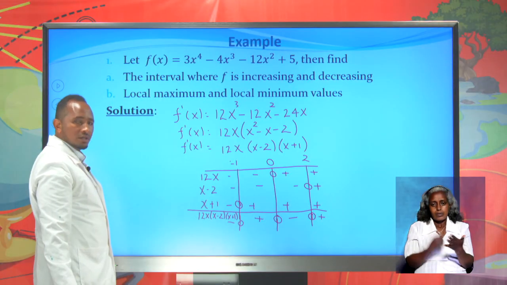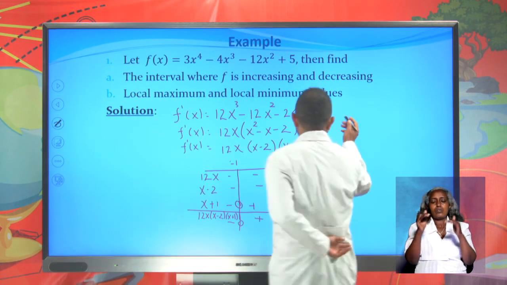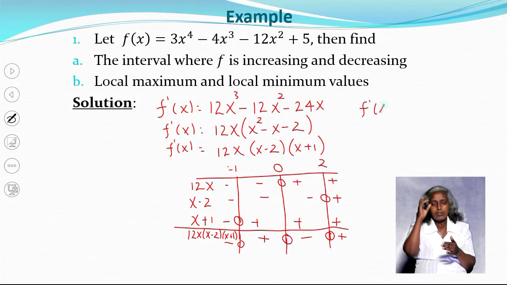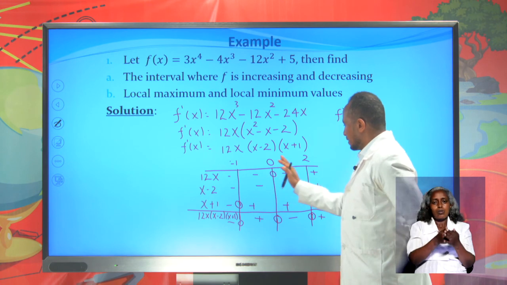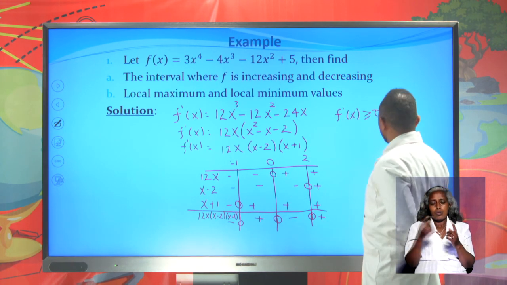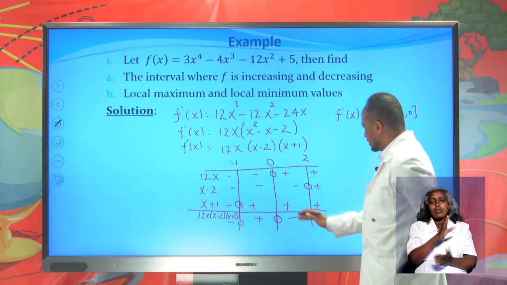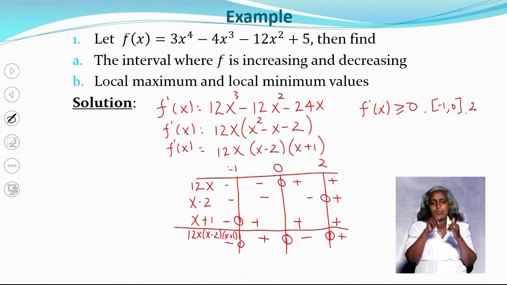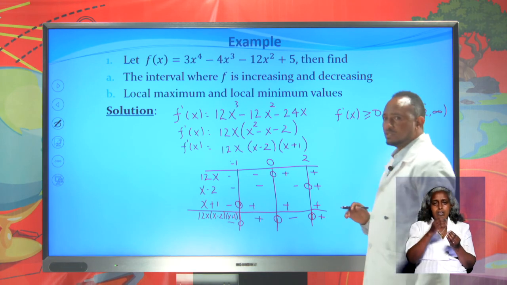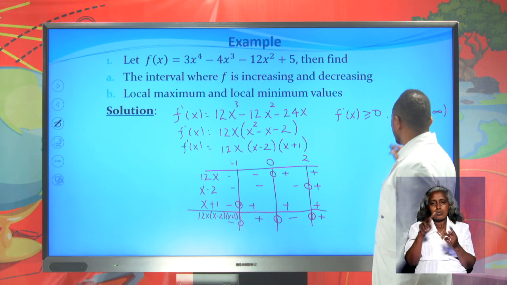Therefore, from this, you can see that the derivative of x is greater than or equal to 0 on the closed interval from negative 1 up to 0, and from 2 up to infinity. Therefore, the function is increasing on this interval. It is increasing from negative 1 up to 0 and from 2 up to infinity.